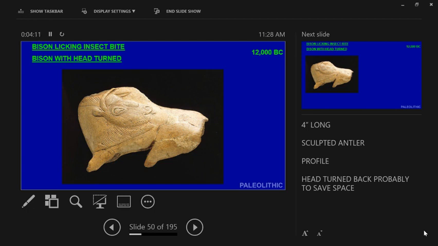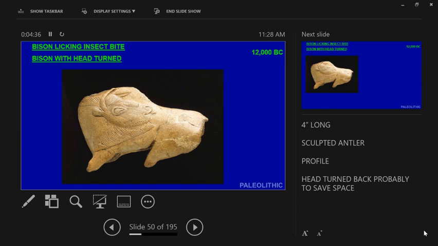So this is made out of an antler. It's about 4 inches long. It's about the size of Venus of Willendorf. And it is a sculpted antler. And again, it shows the profile of a bison. But notice how his head has been turned backwards. And that's probably to save the space on the antler.